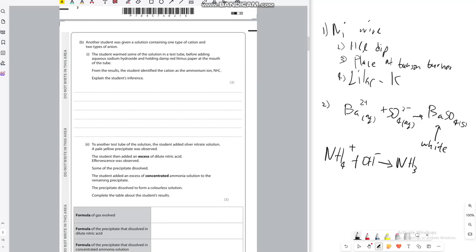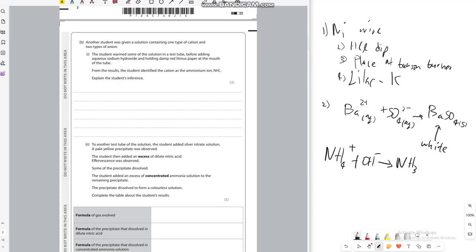To another test tube of the solution, the student added silver nitrate solution. A pale yellow precipitate was formed. If it is white color it's chlorides, if it is pale yellow it's bromides, and if it is yellow usually it's iodides. The student then added an excess of diluted nitric acid. Effervescence was observed. Effervescence means the gas is evolved. So some of the precipitate dissolved.